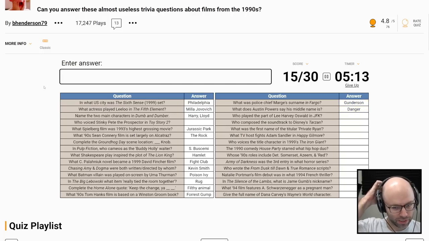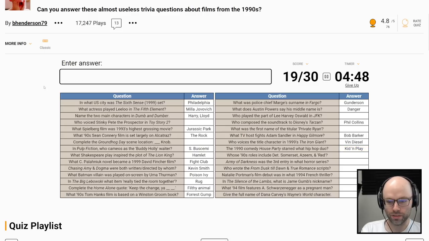Austin Powers' middle name is Danger. Who played the part of Lee Harvey Oswald in JFK? I honestly don't know. Disney's Tarzan is Phil Collins. The first name of Private Ryan? I don't remember. Bob Barker fights Happy Gilmore. Vin Diesel voices the Iron Giant. House Party starred Kid 'n Play.